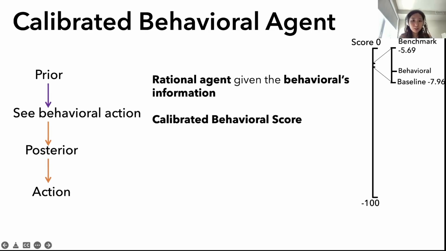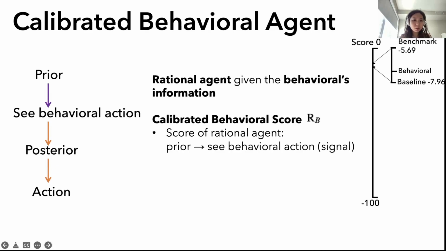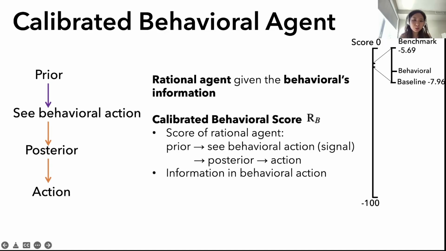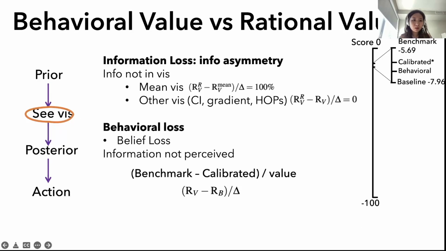So the calibrated behavioral score is defined as the average score of a rational agent who has the prior, who sees the behavioral action as a signal, updates to the posterior according to the Bayes rule, and takes the best action for her posterior. So this is retrieving the information for the behavioral agents. And the calibrated score is between the behavioral score and the benchmark. So we are able to separate different losses.